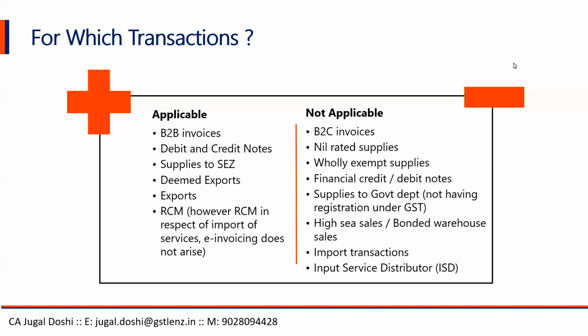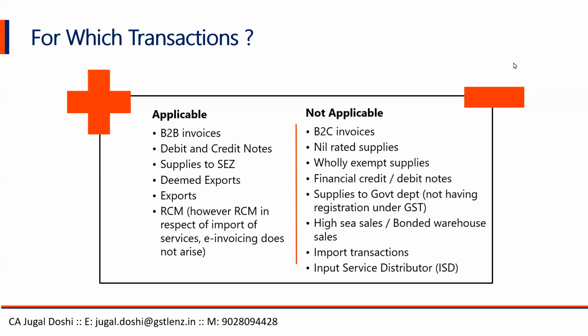So the next issue is, for which transactions is e-invoicing applicable and not applicable? It is applicable for all B2B supplies. It is applicable for debit and credit notes as per GST sections 33 and 34, which talk about them. It is also applicable for supplies to SEZ. Means I am a unit in DTA and I am supplying something to an SEZ unit. For this supply, e-invoicing is applicable. But if I am an SEZ unit and I am doing supplies to an SEZ unit, it is not applicable. It is also applicable for deemed export and export transactions and RCM transactions.